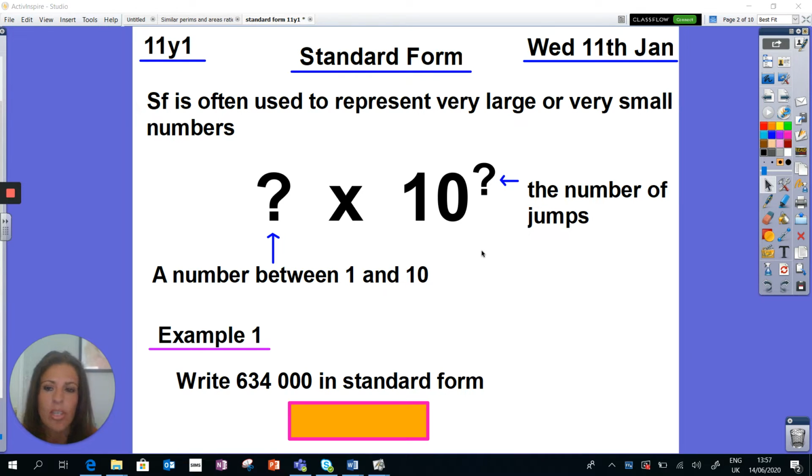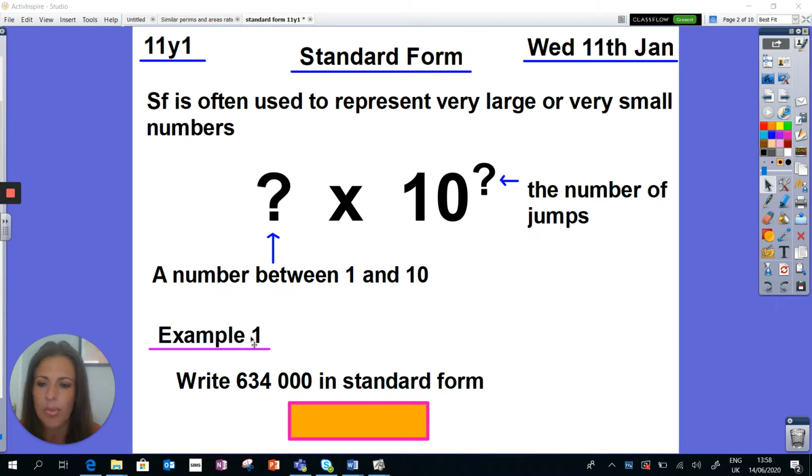So here we go. Standard form is used to represent very large or very small numbers, and this is how it appears. This number here has to be a number between 1 and 10. And this is just going to be a power, which I always think of as the number of jumps. I'll explain that more in a second.